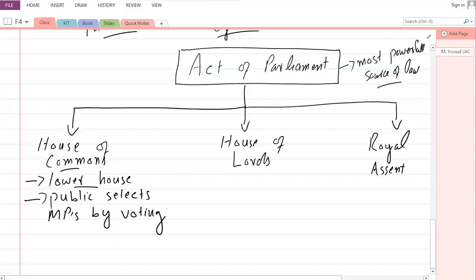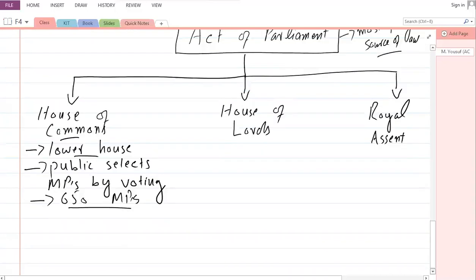As we vote in our country, in every country they are called by different names, for example MNAs, MPAs, MPs. They are the elected personalities of the public. The same is the case in the UK. These MPs are elected by the public and they sit in House of Commons. In the UK there are a total of 650 MPs in House of Commons.